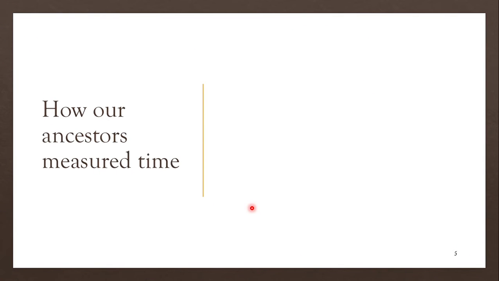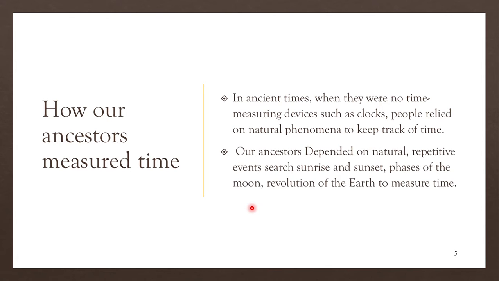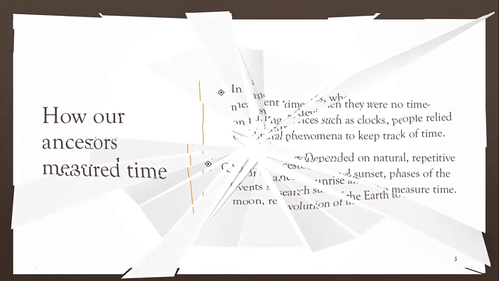How our ancestors measured time. In ancient times, where there were no time measuring devices such as clocks, people relied on natural phenomena to keep track of time. Our ancestors depended on natural, repetitive events such as sunrise and sunset, phases of the moon, revolution of the earth to measure time.